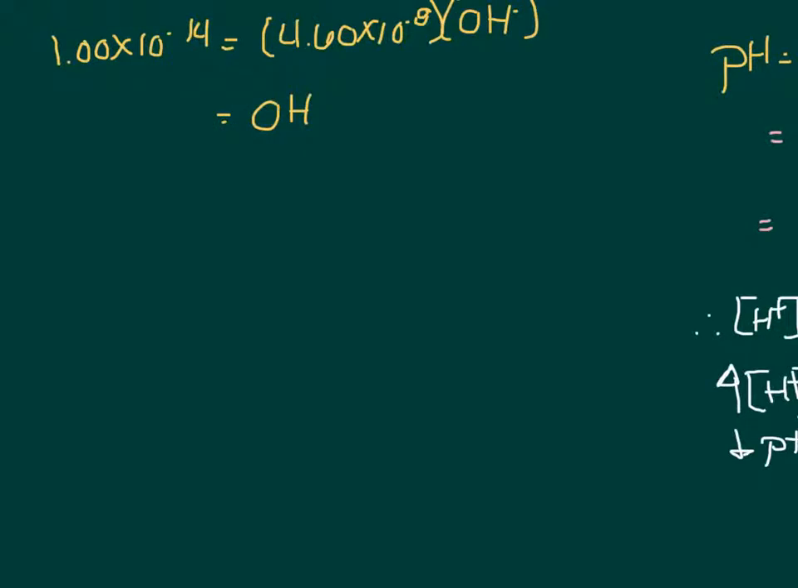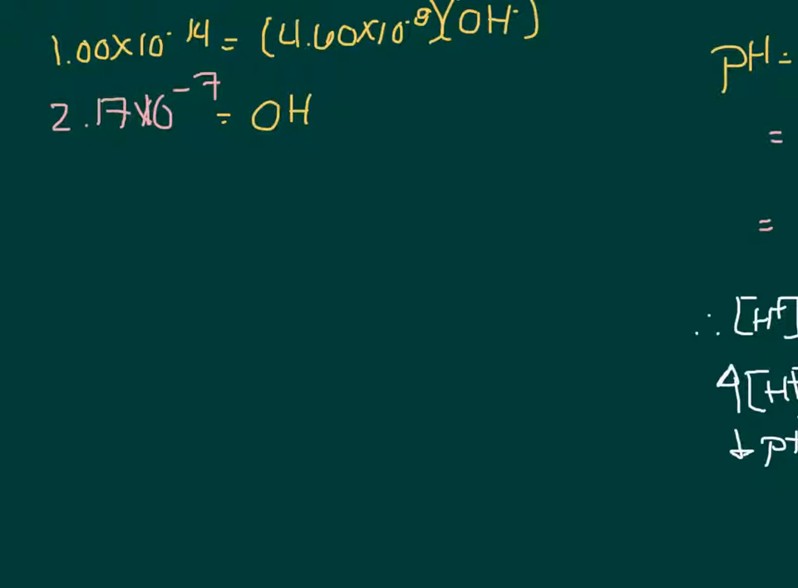So looking at an example, if you have 1.00 times 10 to the negative 4 as your Kw, and we know a hydrogen concentration of 4.60 times 10 to the negative 8th, we can figure out our hydroxide concentration by doing simple math. So divide the two values and you do get 2.17 times 10 to the negative 7th.